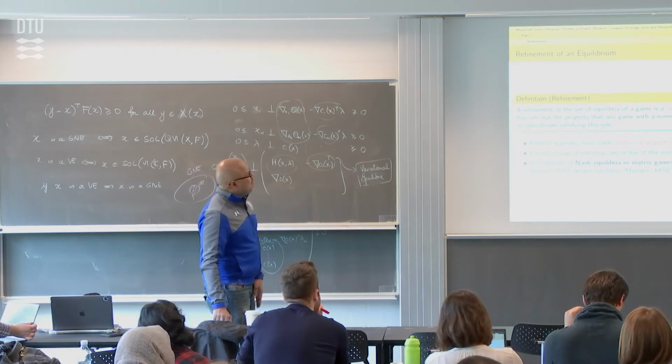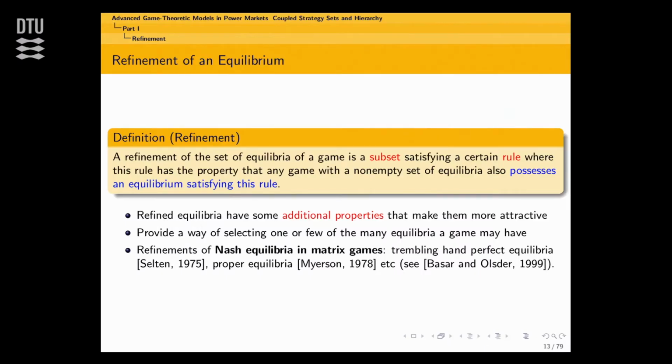So the refinement of the set of equilibria of a game is a subset satisfying a certain rule, where this rule has a property that any game with a non-empty set of equilibria also possesses an equilibrium satisfying this rule. Okay, and there are a host of these, right? Myerson, as you might know, won the Nobel for mechanism design, but he provided a refinement called proper equilibrium. Selten also, I think, won the Nobel. I'm not quite sure, but he may have, and he suggested something called the trembling hand perfect equilibrium.